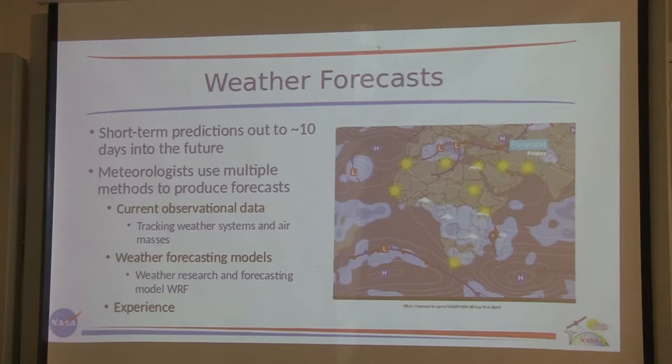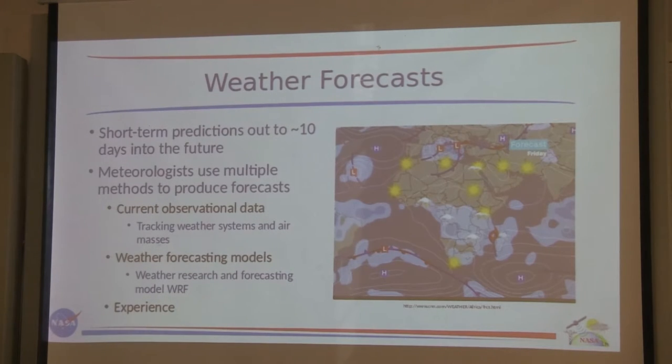They're usually done by meteorologists. You might see them on TV. And they use several methods. The first is the current observations. So they look at, all right, what is the temperature? What's the precipitation like? Or what's the moisture in the atmosphere look like? They use radar, other things. They track weather patterns and weather masses.